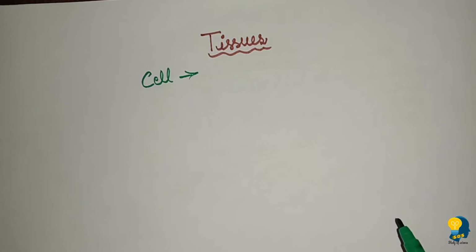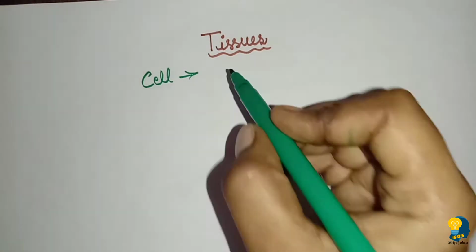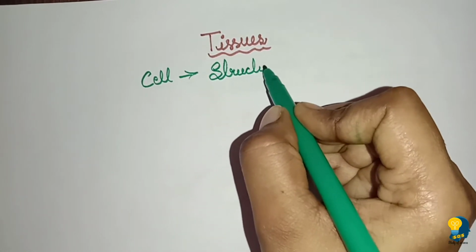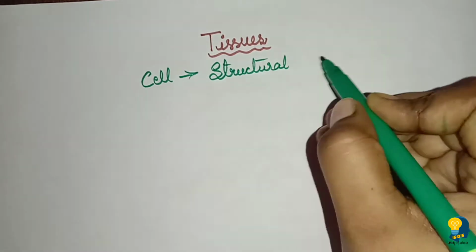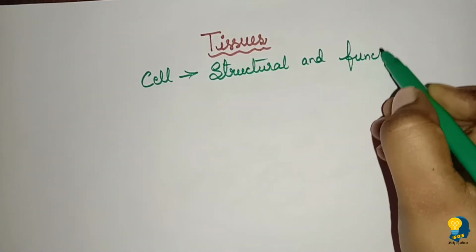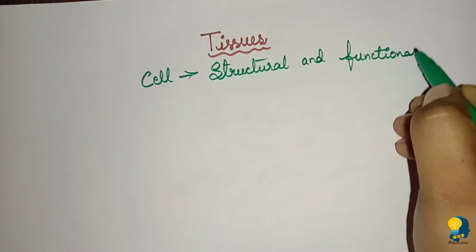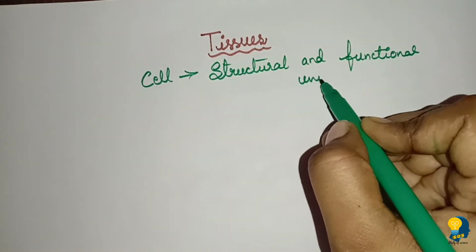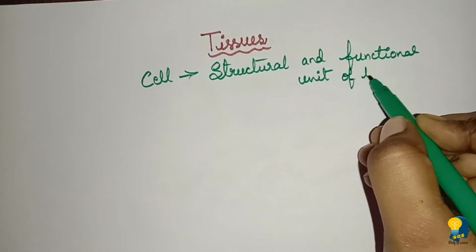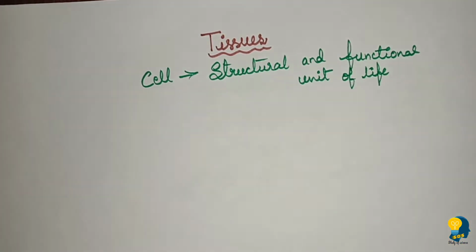When I say cell, how can you define the cell? Cell is the basic structural and the functional unit of life. Correct? Cell is the basic structural and the functional unit of life. So this is how we can define the cell.